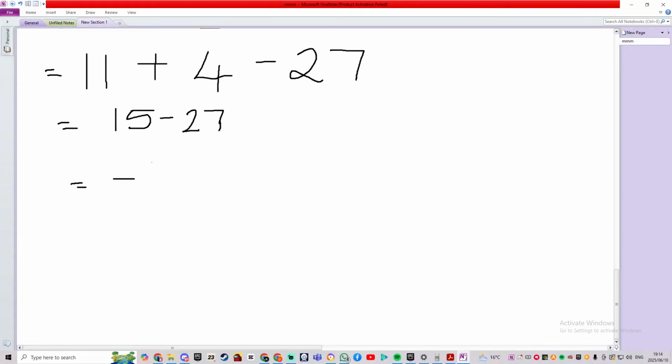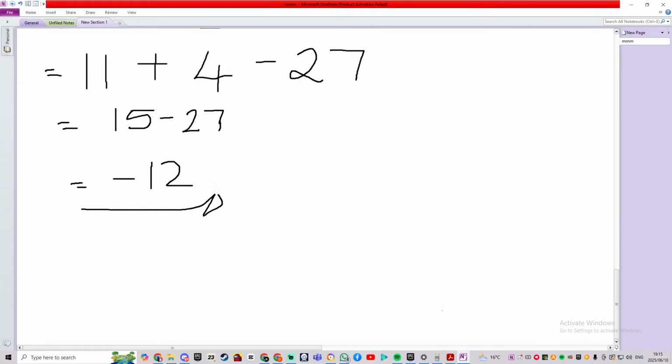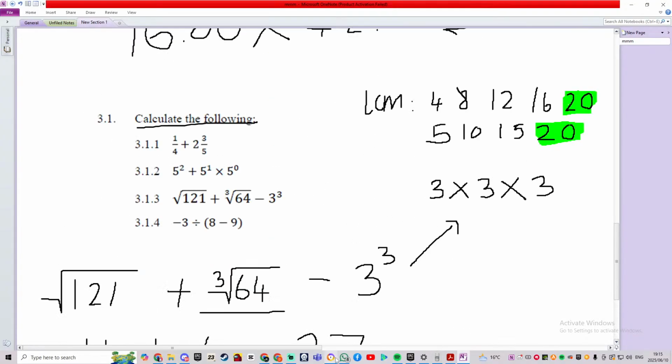Okay, 15 minus 27. That is equal to minus 5. No, minus 12. I'm lying. Yeah, my brain is so slow. 15 minus 27. I've got a big headache. It is minus 12. This happens in exams too, when your brain just shuts down and you need to do basic things on a calculator. Okay, let's double check that.